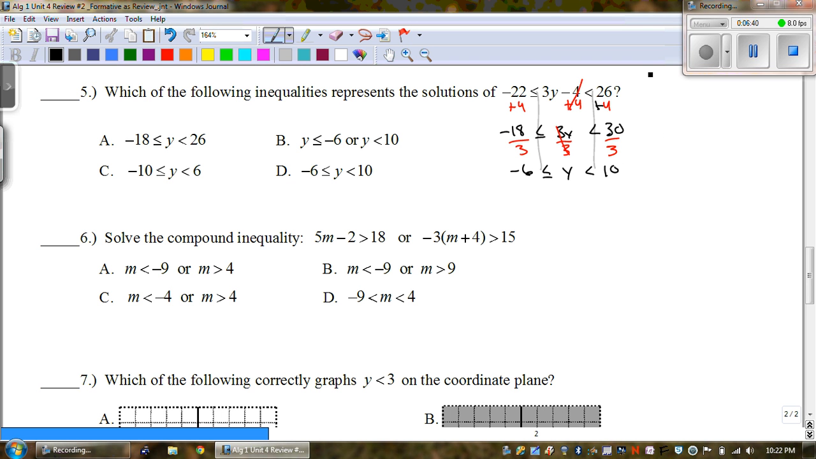Some of you might be like, well, B looks like it. Kind of, but it's got the word or in it, and no. It's an and graph. So the answer to this is D.